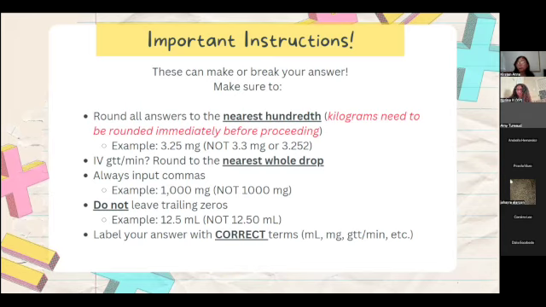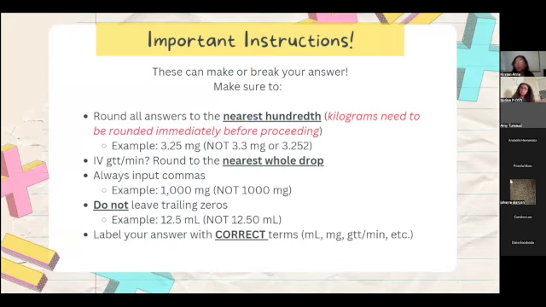For questions that are drops per minute, automatically when you see drops per minute, you want to think, okay, I need to round to the nearest whole drop. Because obviously, if you get an answer that's 31.5 drops per minute, you can't give an exact half drop. So get into the habit of thinking, okay, drops per minute, automatically rounding. For commas, I know it's common sense, but just don't forget your commas. Don't leave trailing zeros. If your answer is 12.50, just put 12.5 milliliters. And then label your answer with the correct units of measure, so that's your milliliters, micrograms, milligrams, whatever it is.